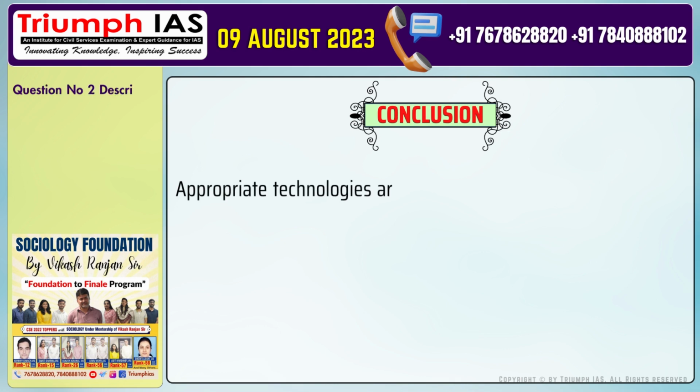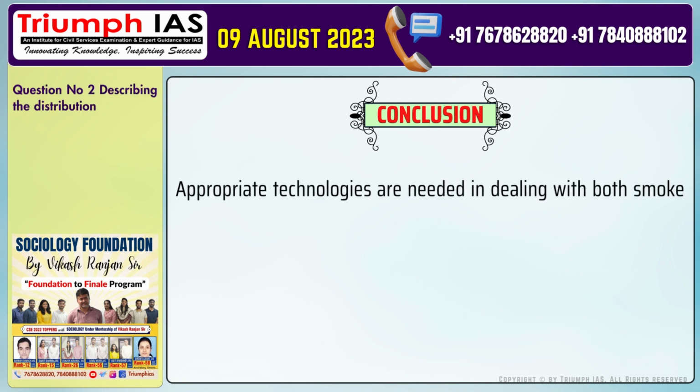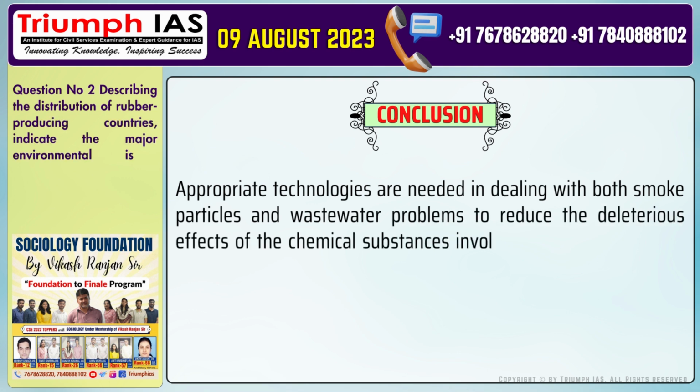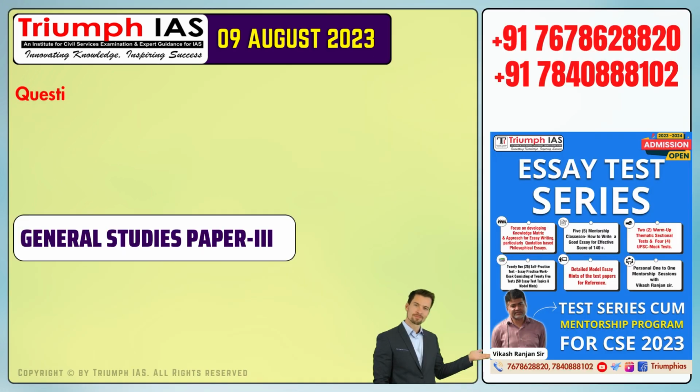Conclusion of the answer is: appropriate technologies are needed in dealing with both smoke particles and wastewater problems to reduce the deleterious effects of the chemical substances involved in the processing of rubber.